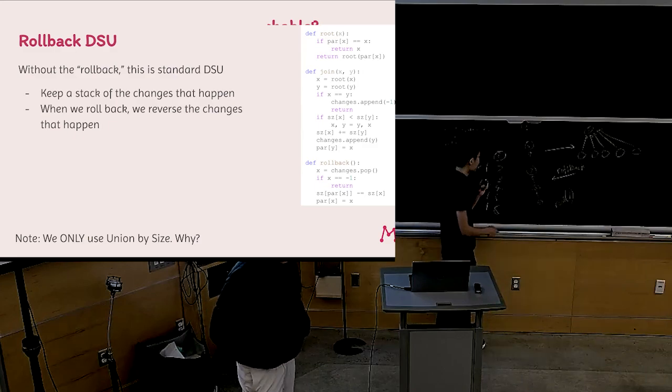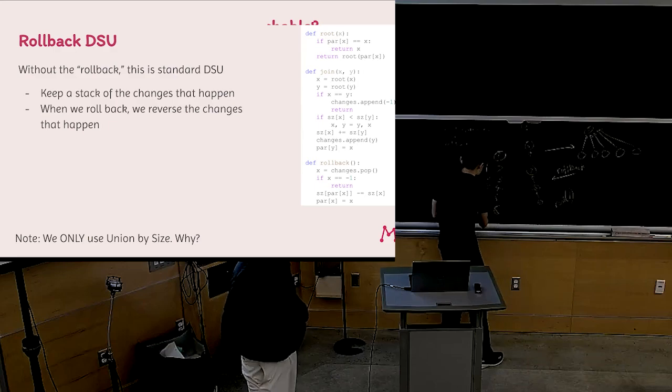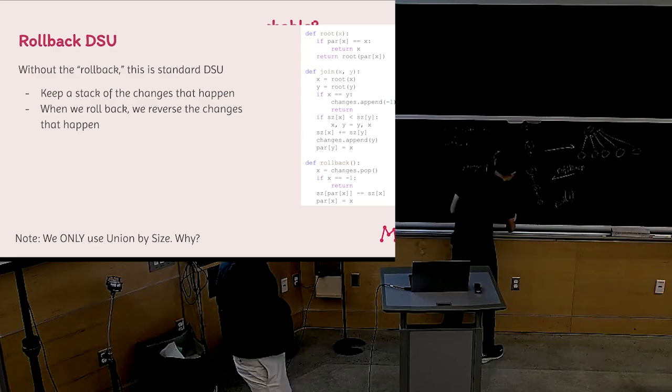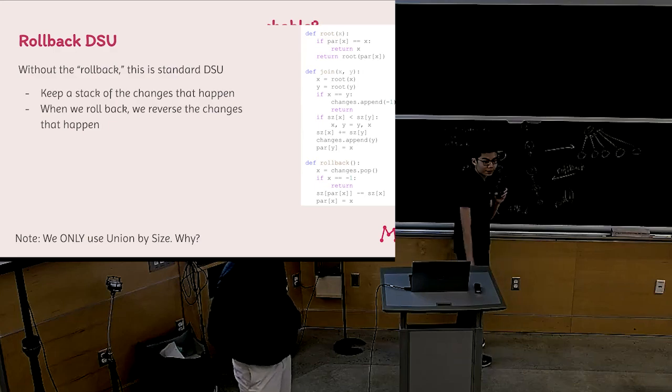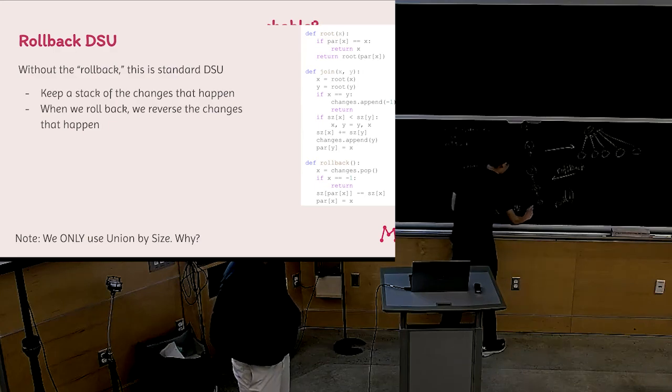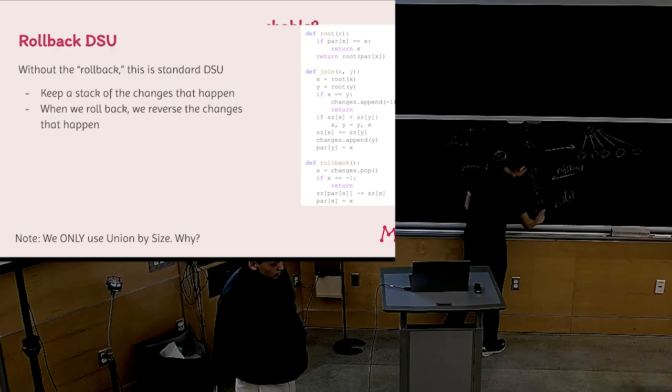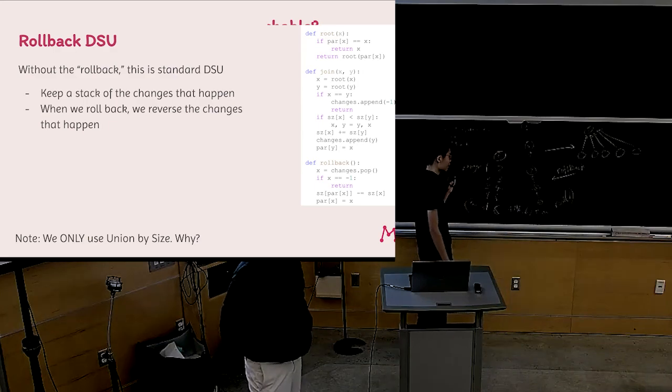Yeah. And then let's say we merge 1 to 6, and then we roll back, and then we merge 1 to 6 again, and then we roll back. So let's repeat this like a million times or something. Then our total work will be like Q queries times n time.